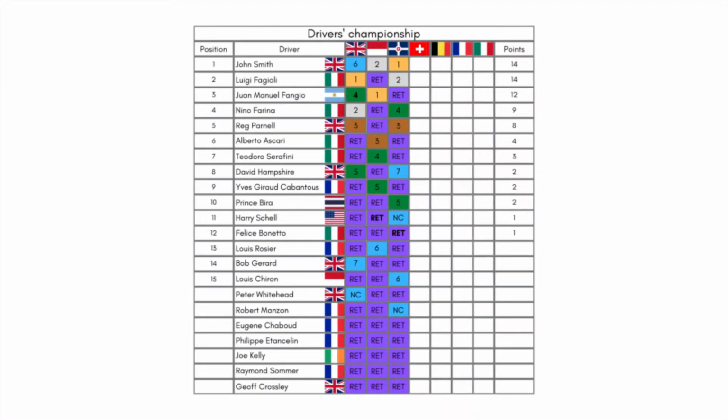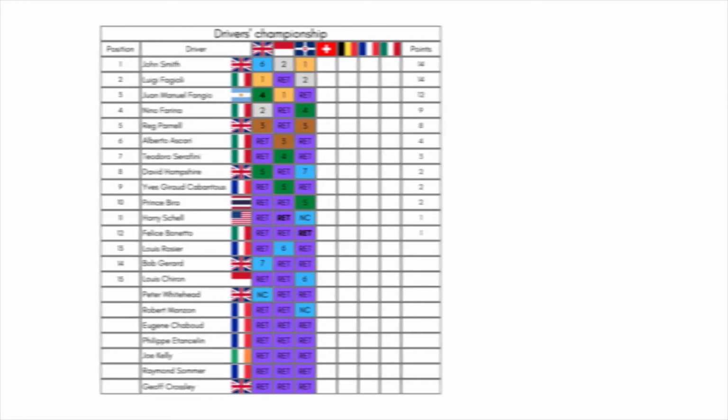This is the driver championship, and John Smith and Luigi Fagioli are first, with 13 points. But John Smith has a best result of 6 compared to the retirement of Luigi Fagioli, so he is in the lead. Manuel Fangio is third, I would say, and then everyone else is behind. And Felice Bonetto scored his first points, and also Prince Bira.